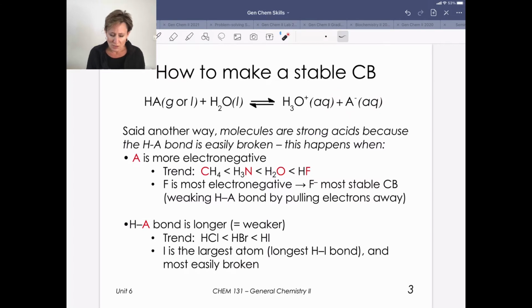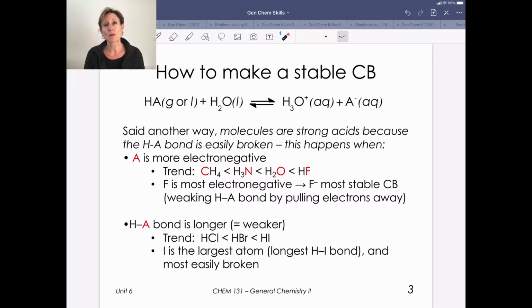So here's 2 ways that we can more readily weaken or break that HA bond. If we think about ways of weakening that HA bond, there's 2 ways that we've already learned about in trends from General Chemistry 1, where we can think about the electronegativity of A. And so we can explain this acidity trend when we think about fluorine being the most electronegative compared to oxygen, then nitrogen, then carbon.